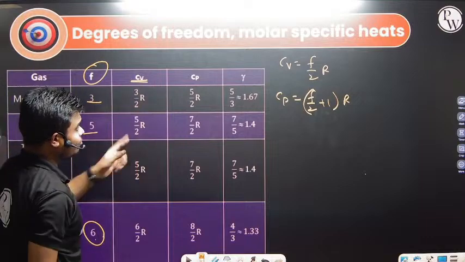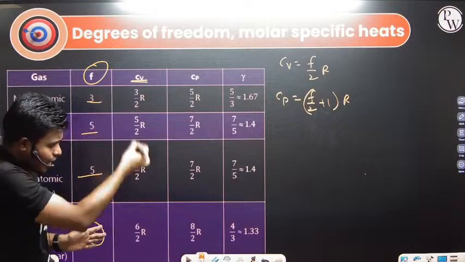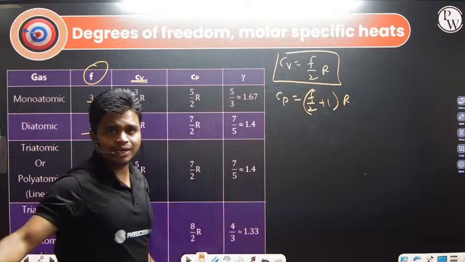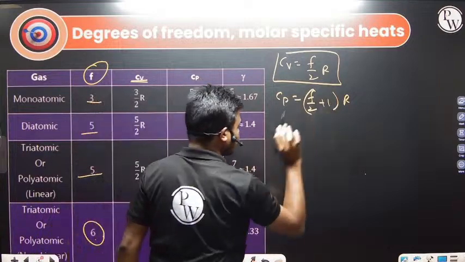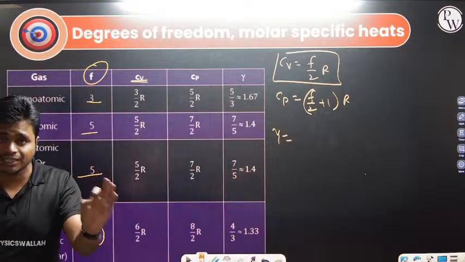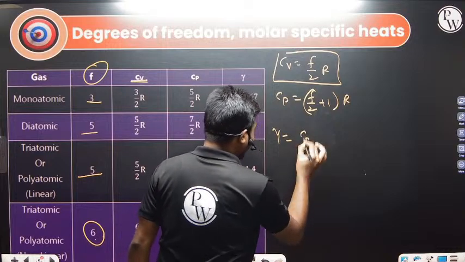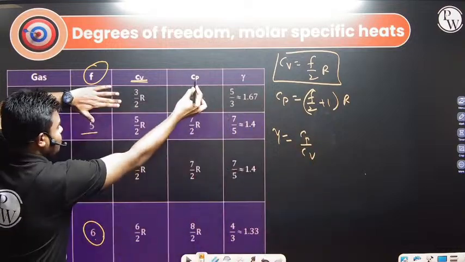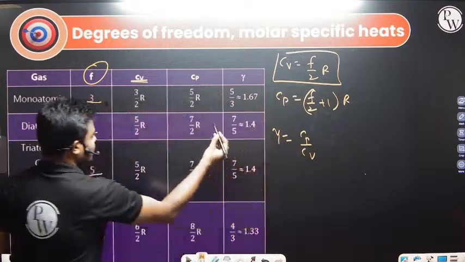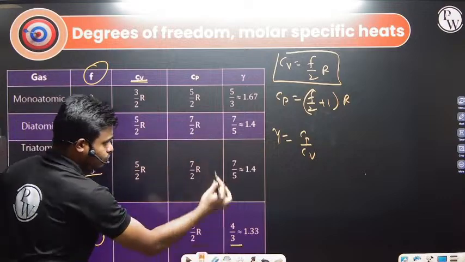Putting the F value into CV equals F by 2 R, we get this particular table. You have to memorize this table or this formula, from which you can get the CV value as well as the CP value, where CP is (F by 2 plus 1) into R. Then we define gamma, the molar heat capacity at constant pressure divided by the molar heat capacity at constant volume. So gamma equals CP by CV. For monatomic, 5 by 2 R divided by 3 by 2 R gives 5 by 3. Here we get 7 by 2 divided by 5 by 2, which is 7 by 5, again 7 by 5, and this one is 4 by 3.